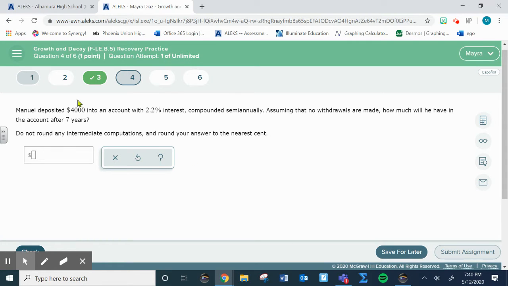So we start off with the 3 numbers. So 4,000, 2.2 inches, and then 7 years. And then another thing that's important here is this word compounded semi-annually. That's going to be important. So you're going to take those 4 things and then write them down on a piece of paper, and then I'll show you how to do it on there.